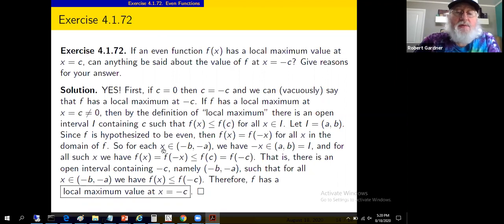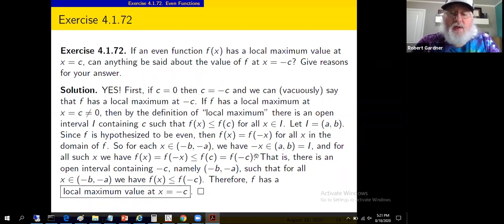For all such x in this interval, we have f of x and f of negative x to be the same because we know we've got an even function. We know whenever we choose an element of the interval ab, like negative x, what we get out is stuff less than or equal to f of c. So I know f of these values, negative x, is less than or equal to f of c. Hey, I also know, because f is an even function again, f of c and f of negative c are the same. It's just the definition of local maximum.